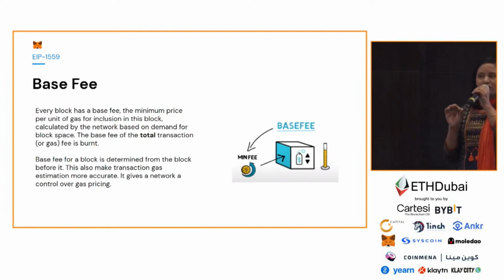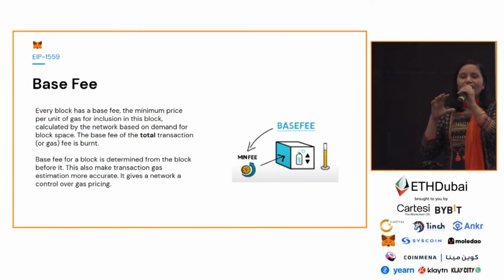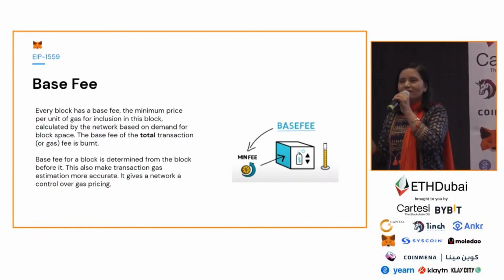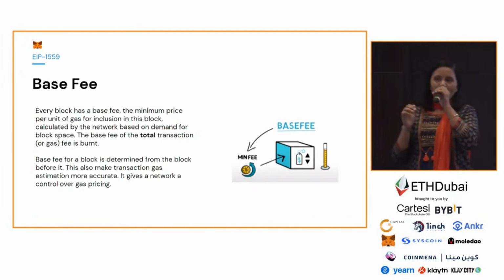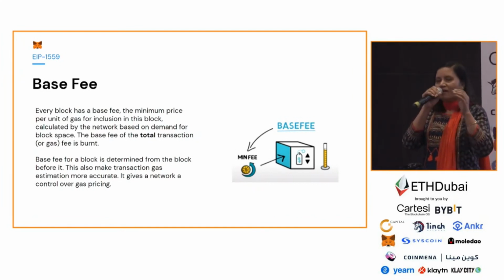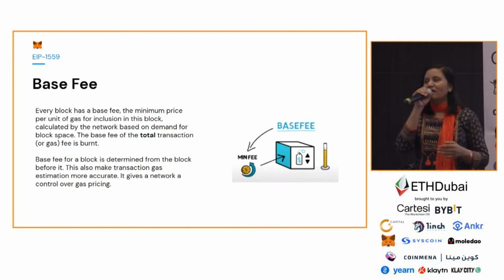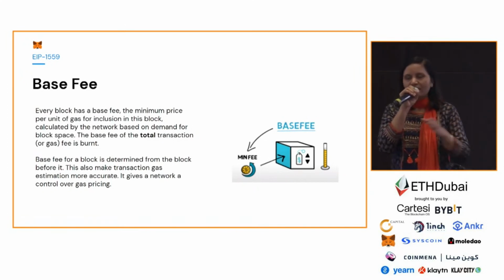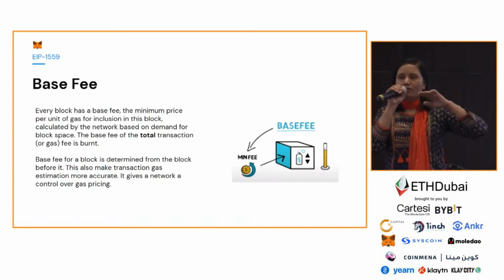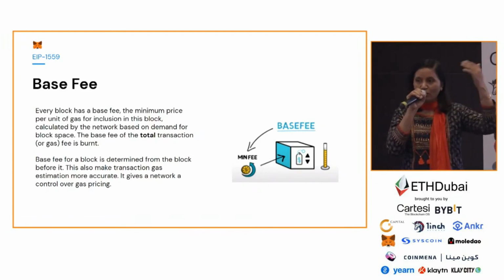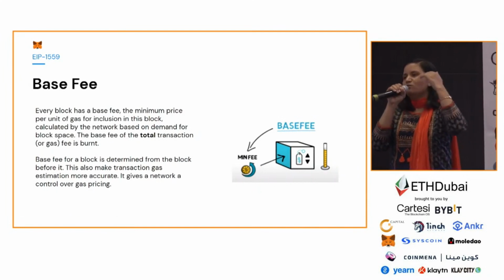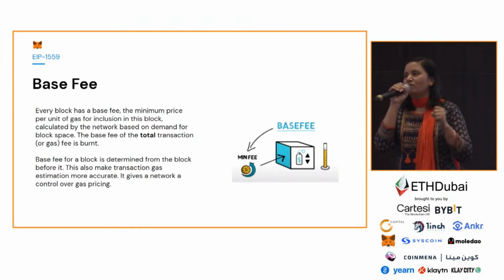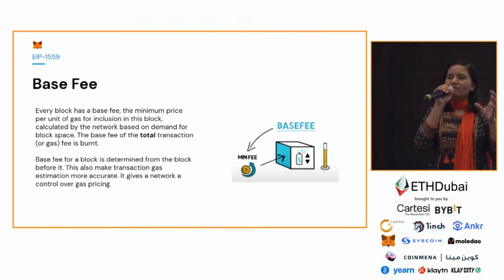So there are very important, significant consequences of these. Like the network finally has a control over gas pricing. And this also makes ETH a deflationary asset. And a big advantage is base fee is highly predictable. Since it's the network who decides the base fee, if the block is more than 50% occupied, the network will increase the base fee by 12.5%. If the block is less than 50% occupied, the network will decrease the base fee by 12.5%. So that way, base fee is highly predictable.